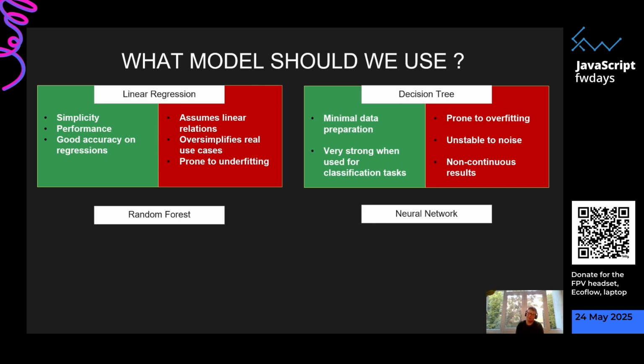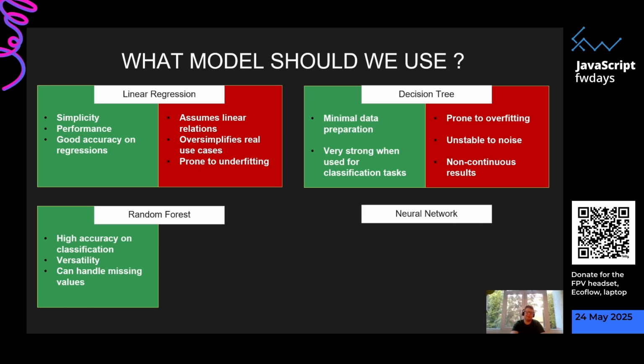It's very unstable to noise, which means you should be careful with how much data you give it, and it gives non-continuous results, which means that it cannot guess things. It only has a predefined number of states. And this time I don't want that, because I want to guess the next action. So you already understand that the decision tree is something that we won't use today.